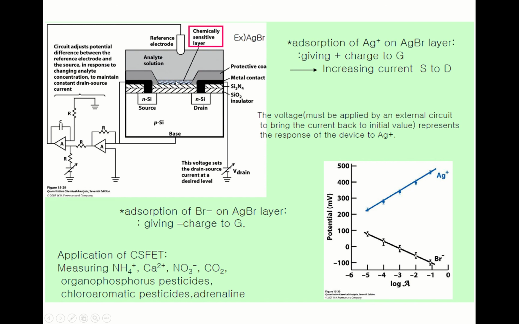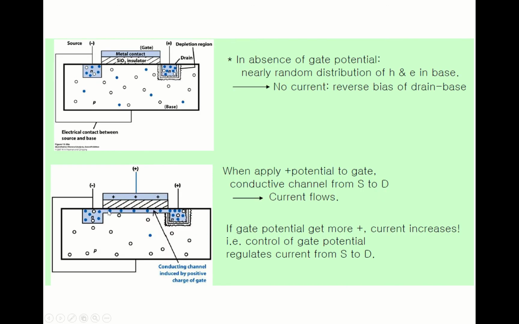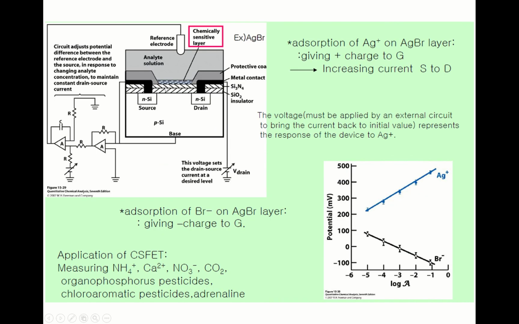Okay, so let's assume this chemically sensitive layer is very sensitive. This is the ion selective layer, and it is sensitive to, for example, calcium ion. Calcium ions in the analyte solution, many of them bind to this layer. Positive ion adsorption here creates a positive electric field, so you can make this kind of channel, and then current flows. You understand?